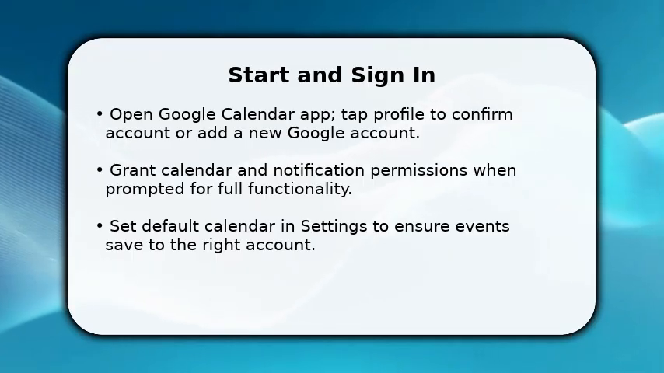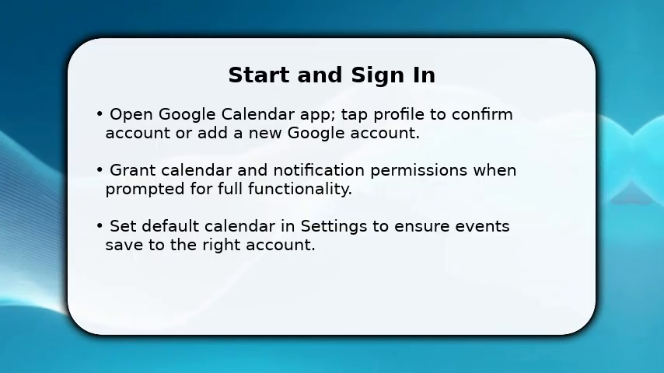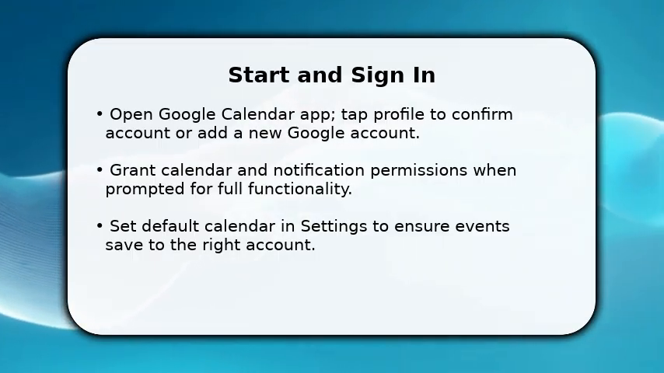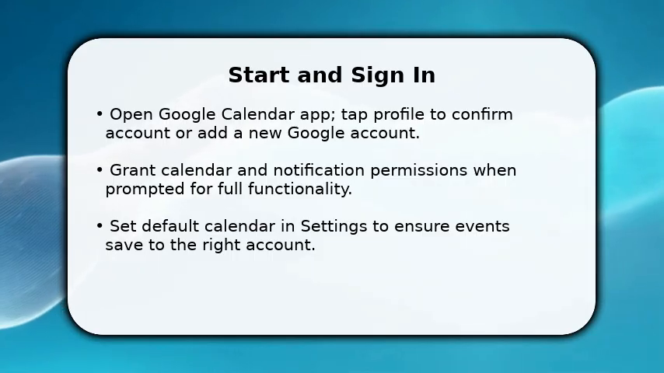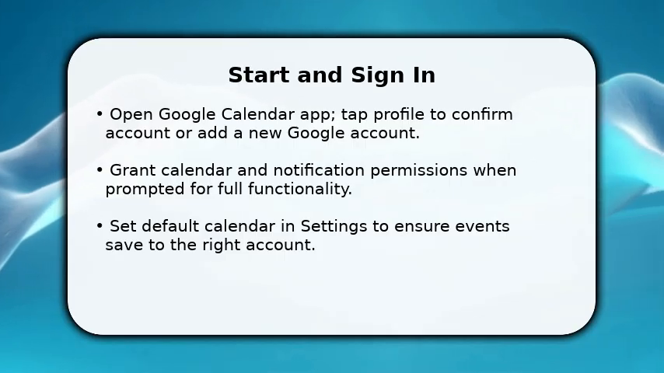Open the Google Calendar app and sign in with the Google account you'll use for scheduling. You'll want to grant calendar and notification permissions now so reminders and invites work reliably. Once signed in, go to Settings and choose your default calendar. This prevents events from landing in the wrong account later. Make sure sync is enabled for that account so events update automatically across devices and web.